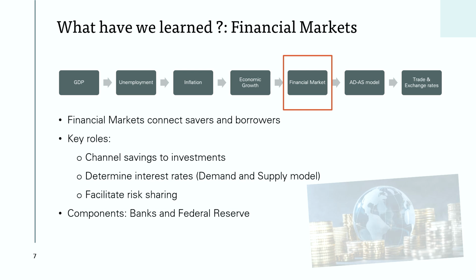We also looked at financial markets, which act as the bridge between savers and borrowers. Financial markets channel savings into productive investment, determine interest rates through supply and demand for loanable funds, and allow risk to be shared across lenders and borrowers. We examined how banks operate, how the Federal Reserve regulates the financial system, and how credit expansion influences economic activity. These markets play a central role in supporting growth, investment, and monetary policy.